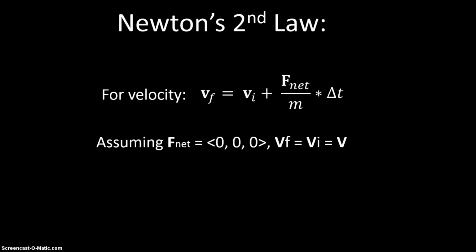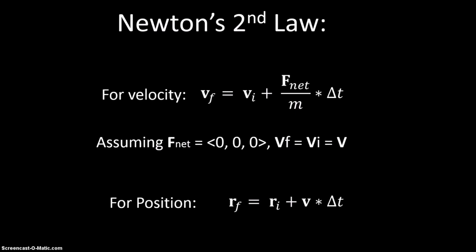However, in this experiment, we will assume the net force on the system is zero, eliminating the second term in the above equation and making the final velocity equal to the initial velocity, which is equal to our velocity for the entire experiment. Later, when making a model for our experiment, we will use the form of Newton's second law that tells us about position, as shown on the screen.